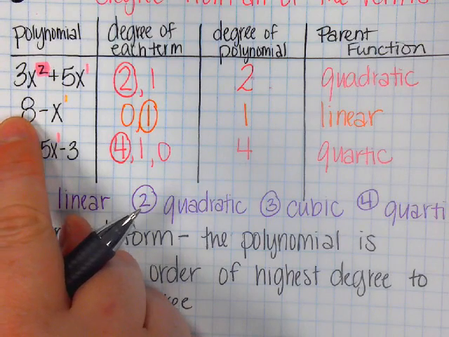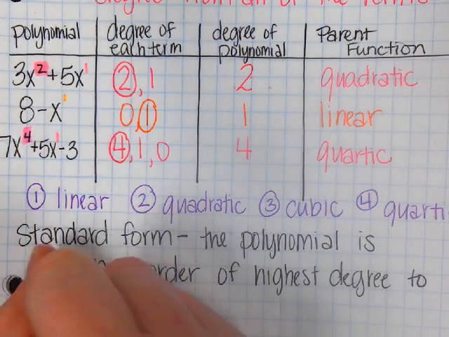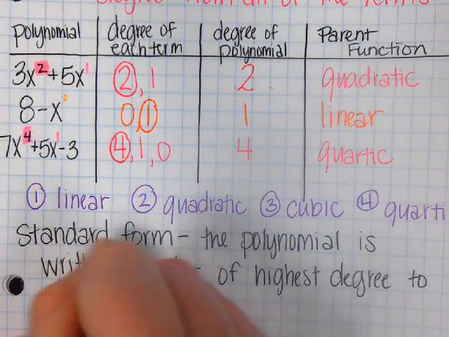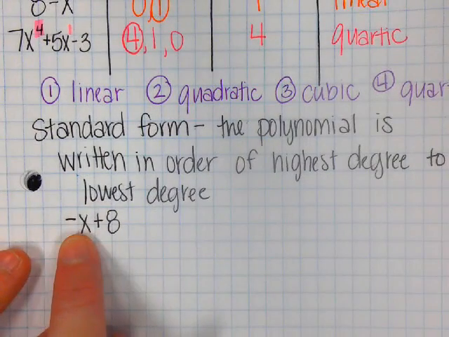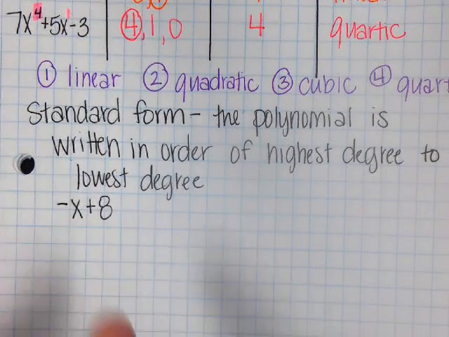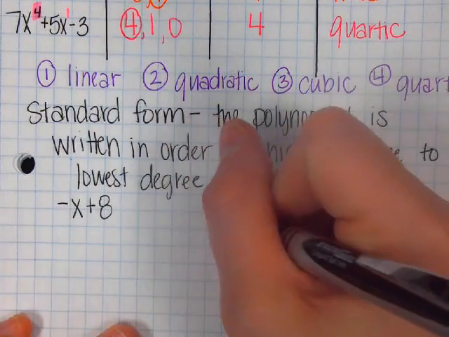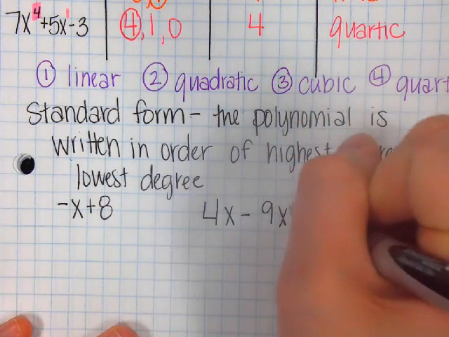So since this one has a degree of 0 and this has a degree of 1, that x would have to actually be written first. So you would actually have to write it as negative x plus 8. So it would be written as negative x plus 8. Don't forget to take the sign with it. So that's a negative x. So you have to take the negative out front.